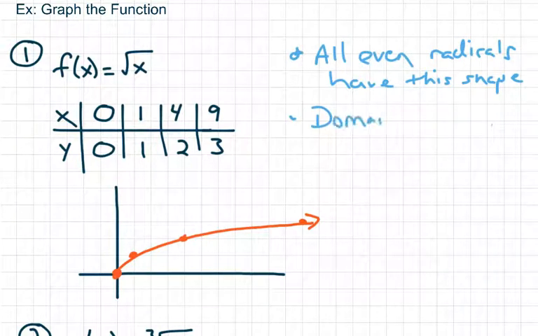So the domain of an even radical. Like I said, we can't use negative numbers here for our x value because we can't take the square root of a negative number. So the domain here is going to be x is greater than or equal to 0.